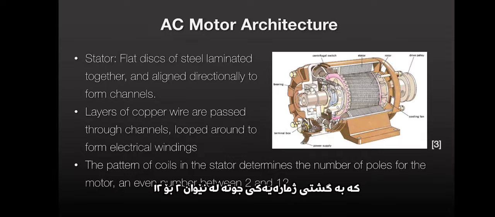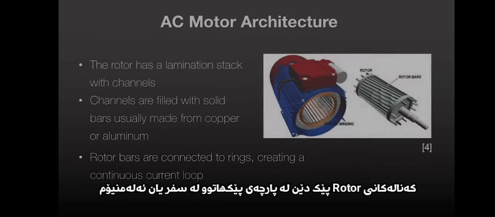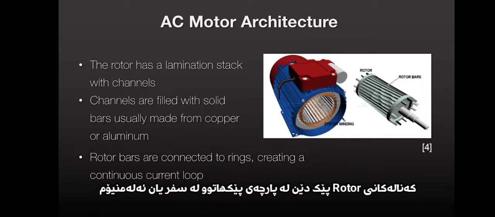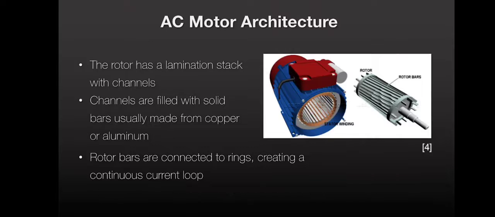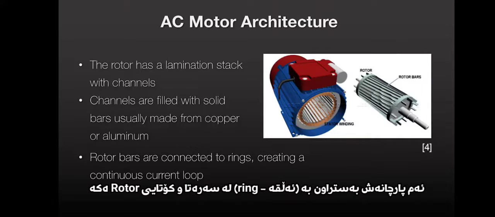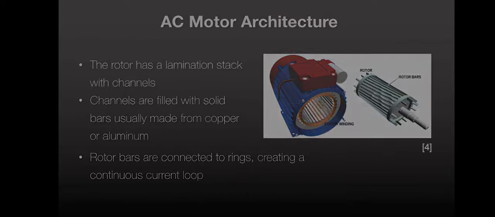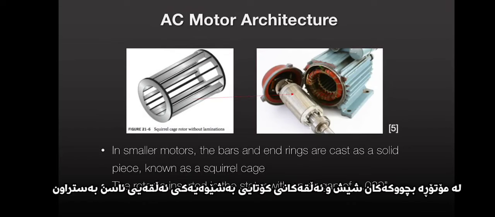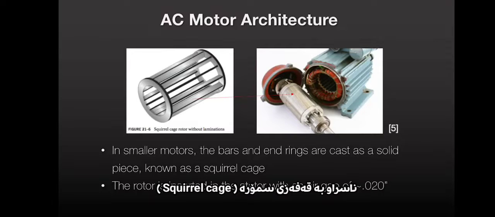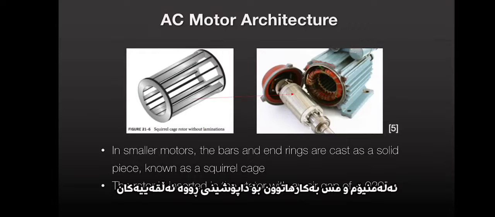The rotor channels consist of solid bars of copper or aluminum. These bars are connected to rings at the front and back of the rotor, which creates a continuous high current conducting loop. In smaller motors, the bars and end rings are cast as a solid steel cylinder known as a squirrel cage. Aluminum or copper conductors are embedded in the surface of the cylinder.